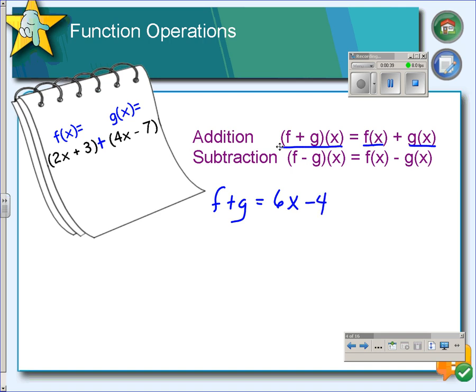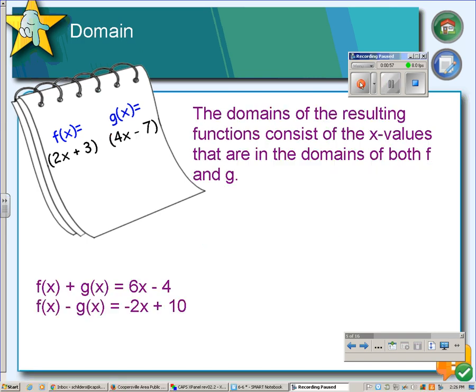If you're going to subtract, you can see there's two different ways to say that you want to subtract. And then to subtract them, you simply subtract like terms. Of course, I like to distribute the negative. So f minus g gives us negative 2x plus 10.